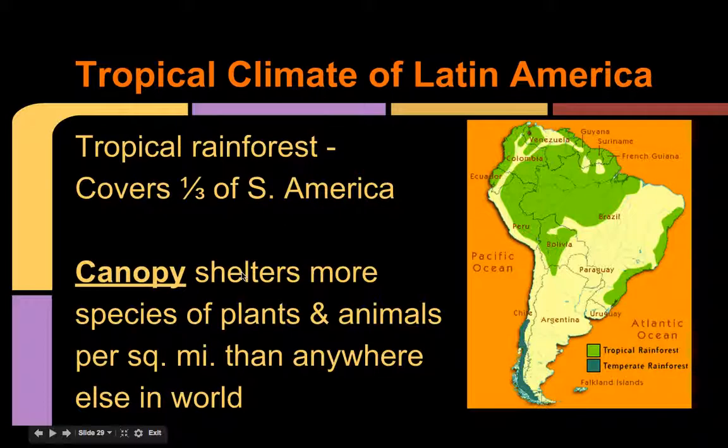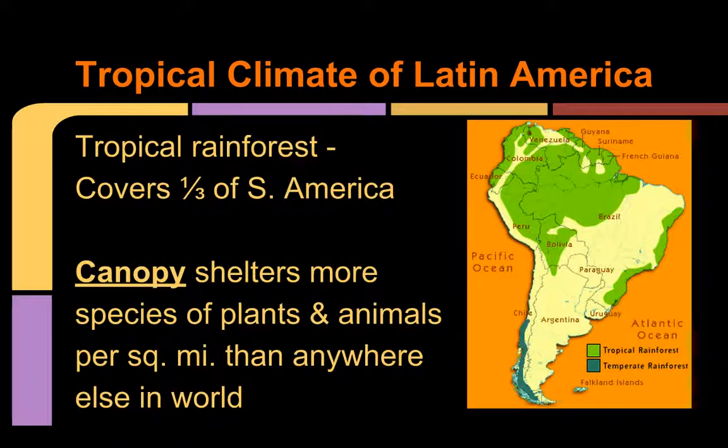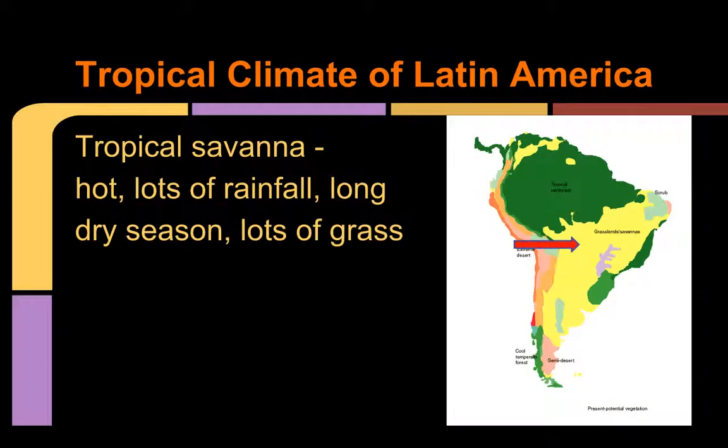And a vocabulary word here is a canopy. The canopy is a continuous layer of leaves that are formed by the trees in a rainforest. So it's very dense, and it covers everything that's underneath it. It shelters, the one in South America shelters more species of plants and animals per square mile than anywhere else in the world.